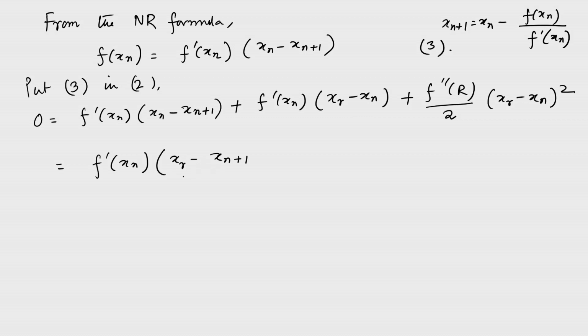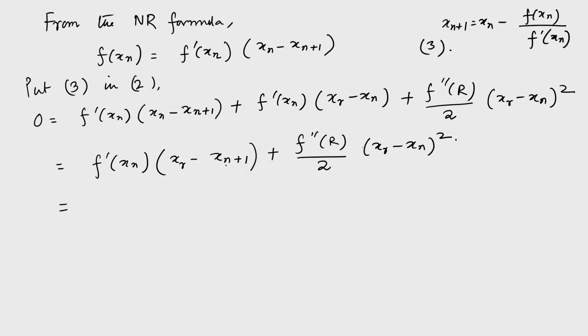As I said, these 2 points are not the same, but the values of the function at these 2 points can be taken to be the same. These are 2 neighboring points, and we also have f double prime, the double derivative of f evaluated at r, and this is (x r minus x n) whole square.